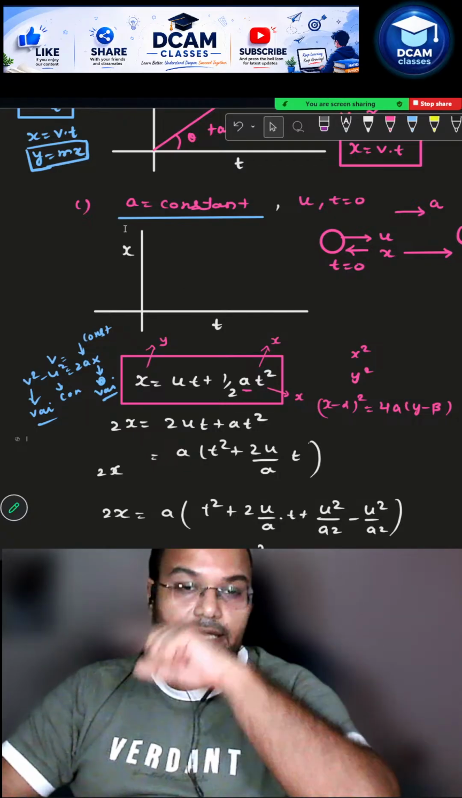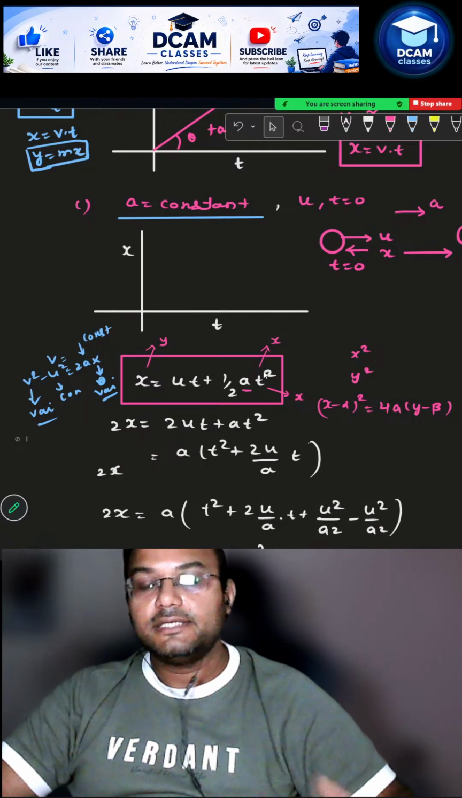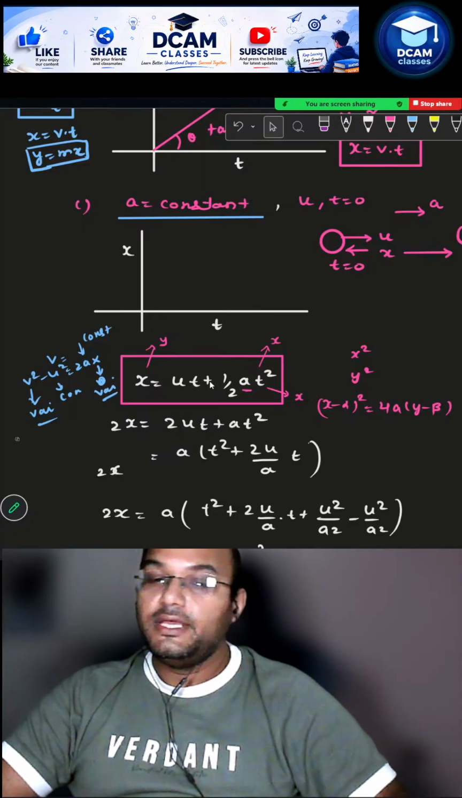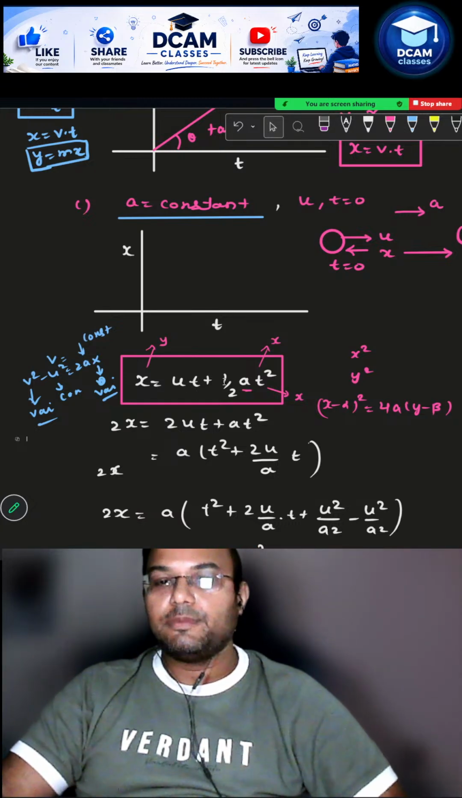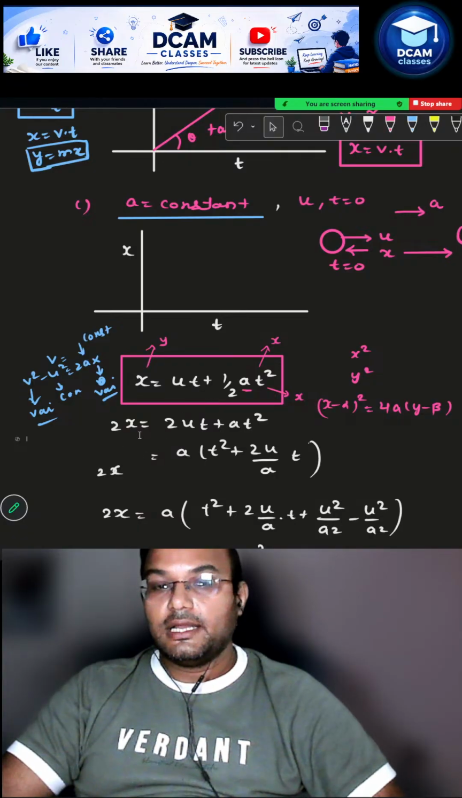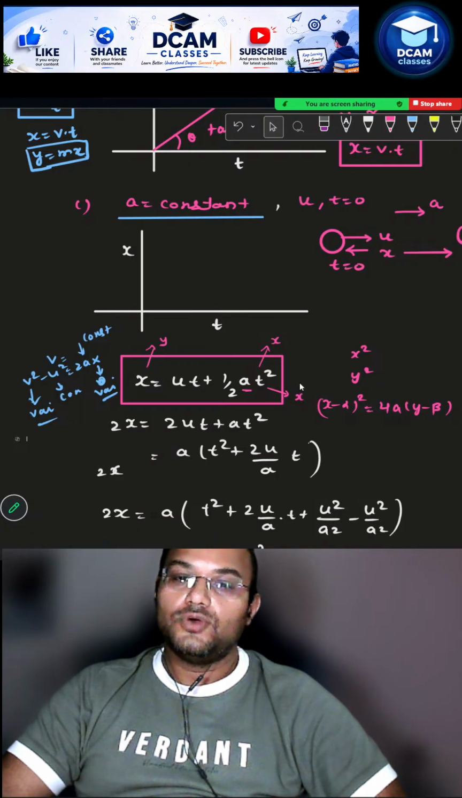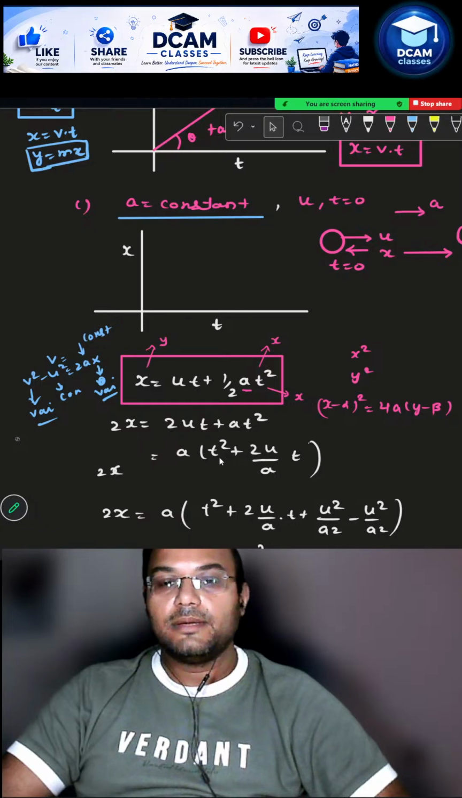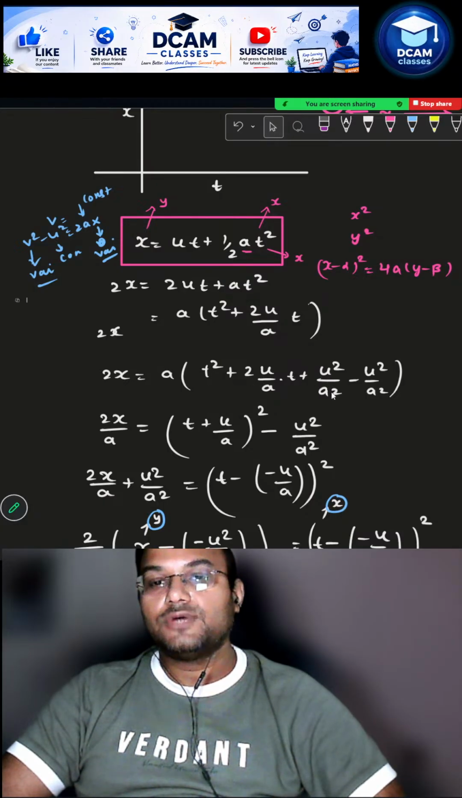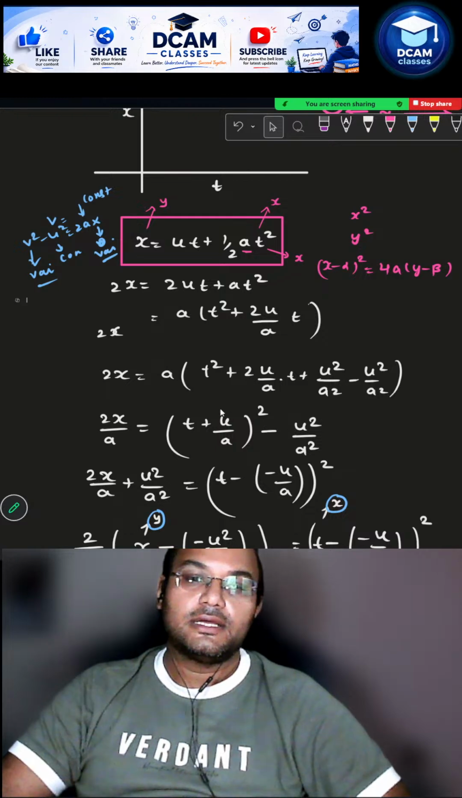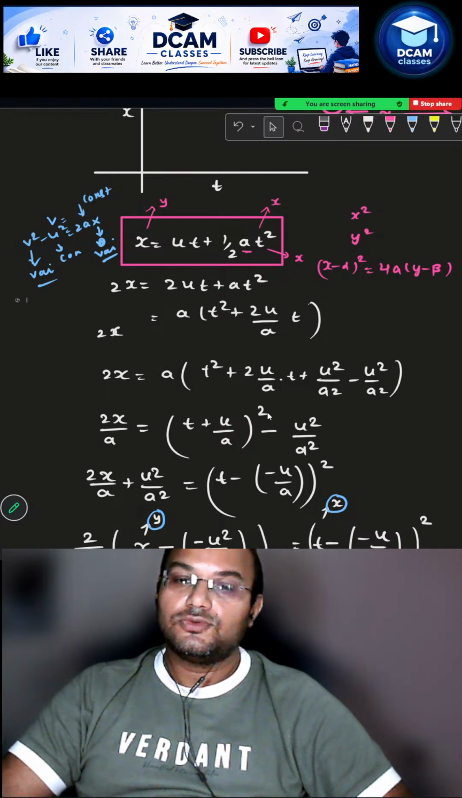Now here the y-axis is x and t is the x-axis. This is giving me a hint that it can be an equation of a parabola, but what type of parabola would it be? Let me see, multiply by 2 on both sides, it will become 2x is equal to 2ut plus at square. I will take a common, it will become t square plus 2u by a into t. So what I will add, t square plus 2u by a into t plus u square by a square, and minus u square by a square, I'll add and subtract. Why, you will understand. Then it will become t plus u by a whole square minus u square by a square.